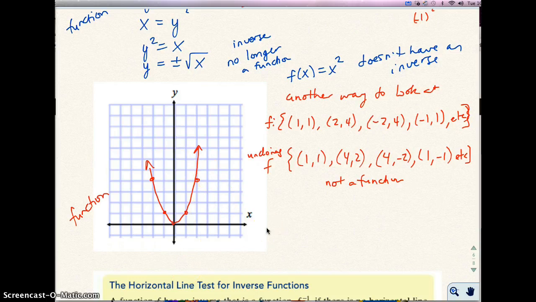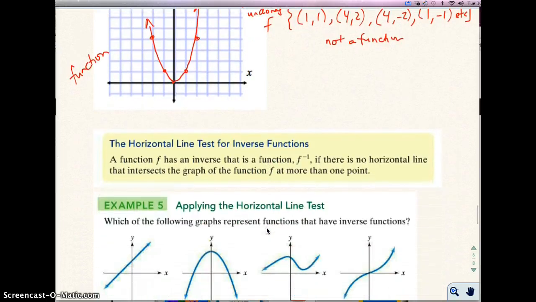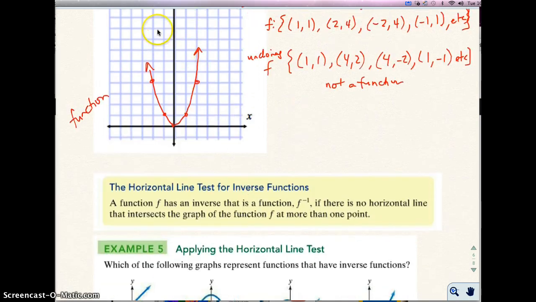Now, let's talk about how we find if a function has an inverse. A function f has an inverse that is a function, f inverse, if there is no horizontal line that intersects the graph of the function f at more than 1 point. So to have an inverse, if you have a function, it passes the vertical line test. All these vertical lines only touch 1 point, so we know this is a function. But when I draw a horizontal line through this function, do you see how it passes through more than 1 point? That means it doesn't have an inverse.